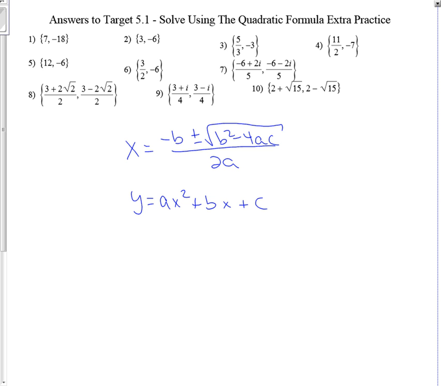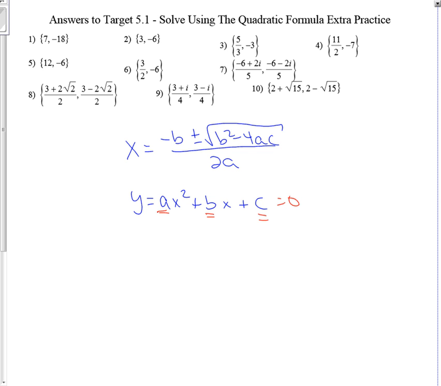We will probably see most of them as equals 0, but if it's not, it needs to go back into standard form first. And if you notice, A is the number in front of the quadratic term, or the x squared. B is the number in front of the linear term, which is the x by itself. And C is the constant with no x's at all.